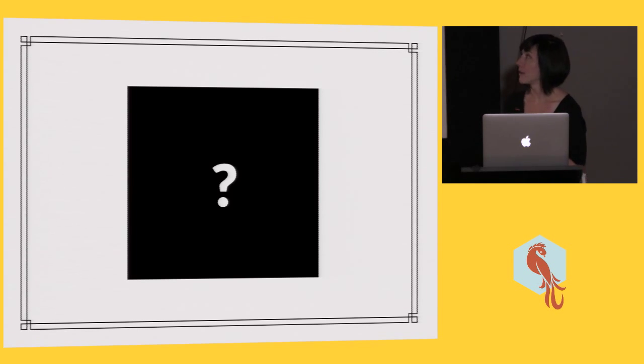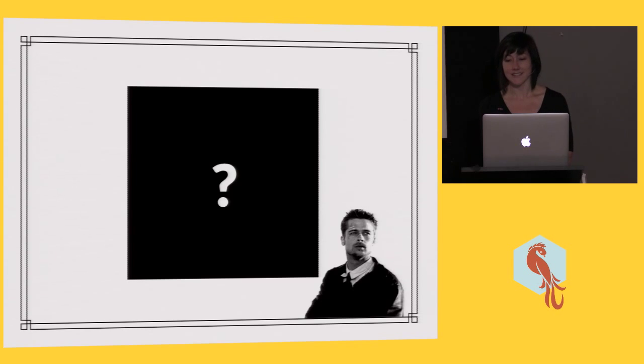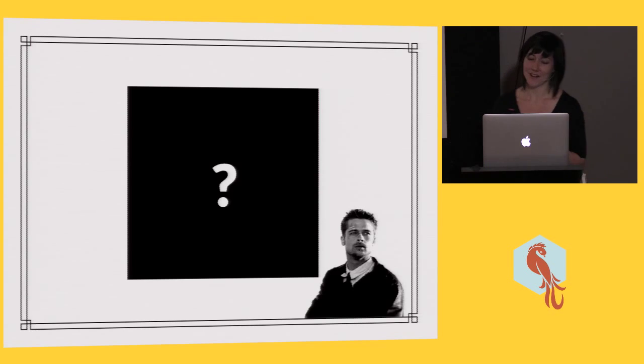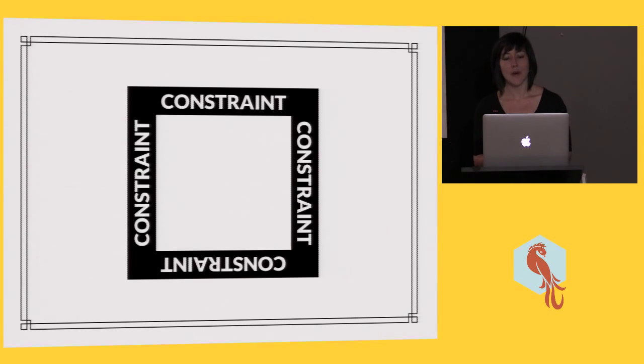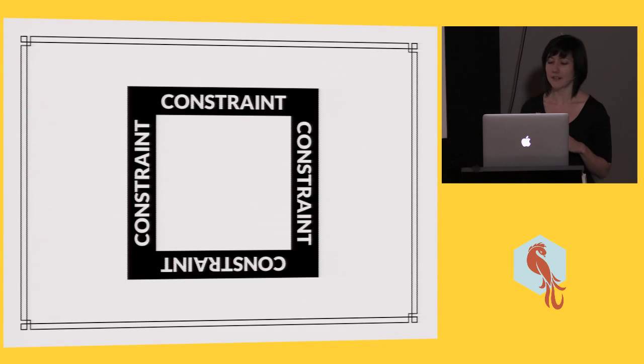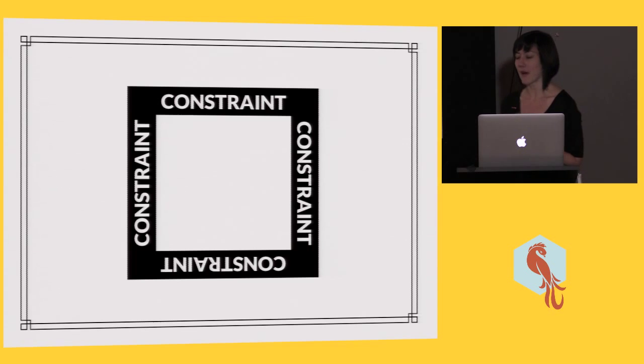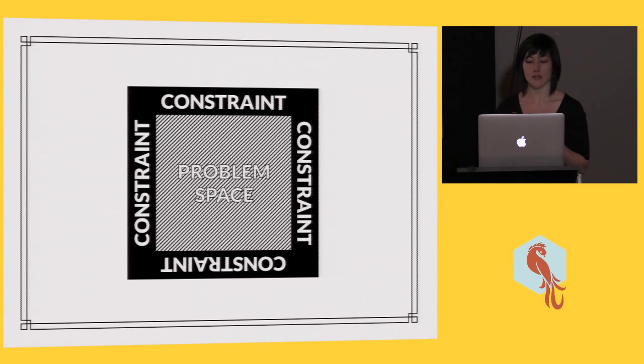What box am I talking about? What's in the box? The box I'm talking about is one that is bounded by constraints. Constraints are just defined as limitations or restrictions imposed on your project. And the space inside that is our problem space. That's the bit where we get to work and solve a bunch of problems.